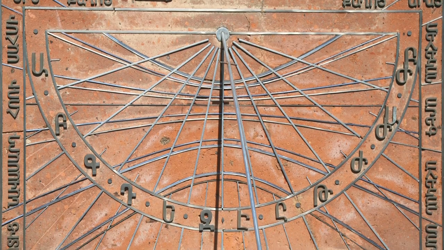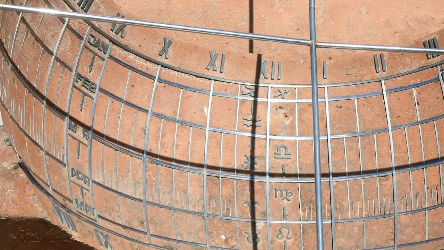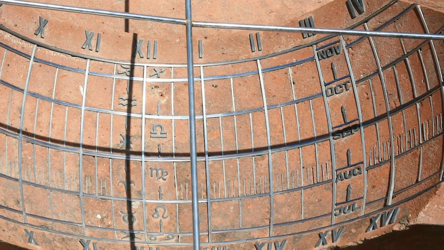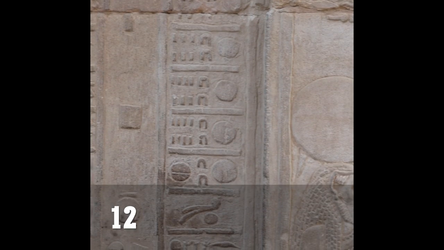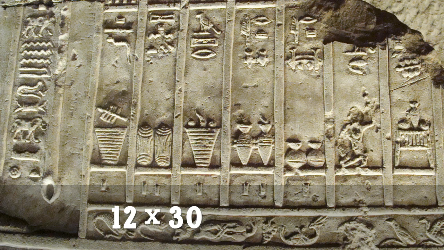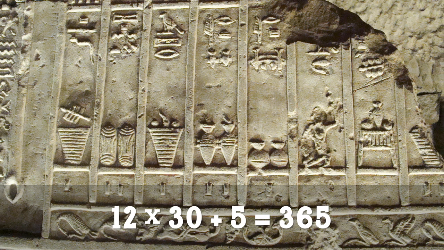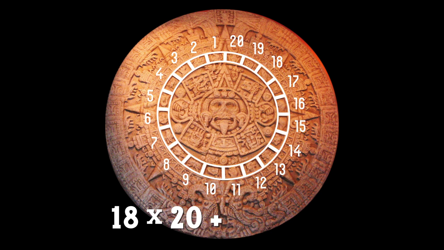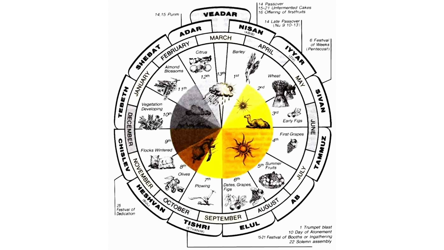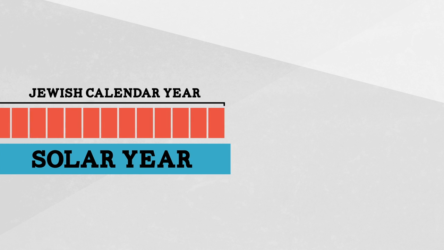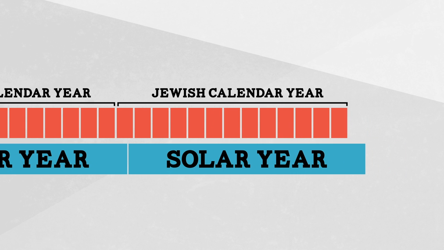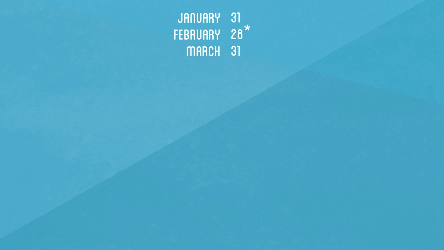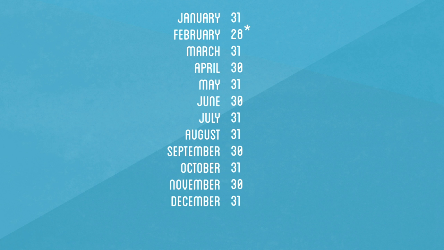Most calendars, however, attempt to stay in sync with a solar year, usually with the addition of what are called intercalary days. The Egyptians had a 12-month calendar, each with 30 days, and then an extra 5 days at the end. The Aztecs used 18 periods of 20 days, also with an extra 5 days at the end. Some calendars, like the Hebrew calendar, attempt to align the lunar and solar cycles by inserting a 13th month every second or third year.